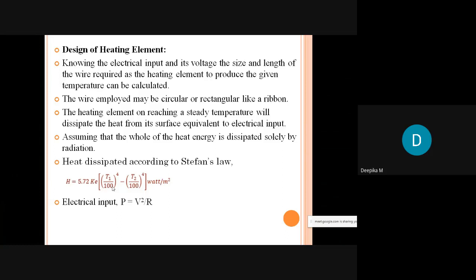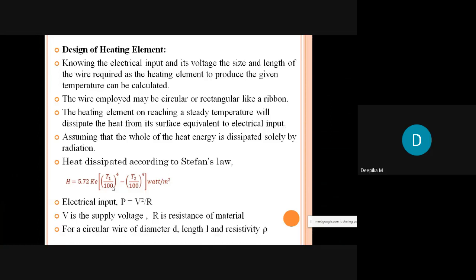So we are going to take the formula P = V square by R. In designing a heating element, we are going to design its length and width, correct? So this is the main factor we are going to concentrate on. We know how much power we are going to give, and the voltage is also known, so we can design the resistance. By using resistance we can design the length and the area. V is the voltage supply here, and R is the resistance of the material.